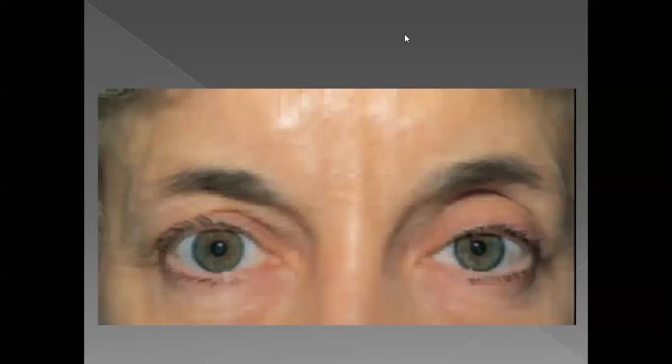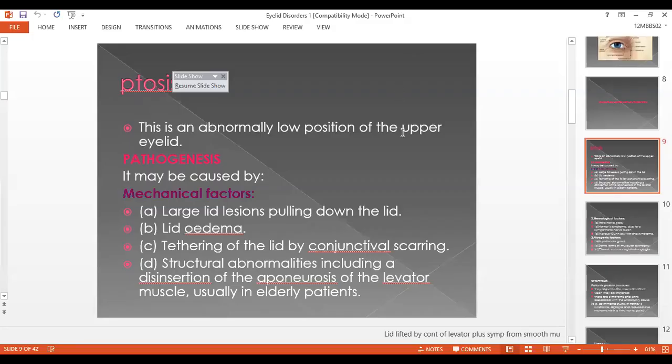Sir, can you differentiate between true ptosis and pseudoptosis? Yes, it is very easy to differentiate true ptosis from pseudoptosis if you know the cause of the ptosis.